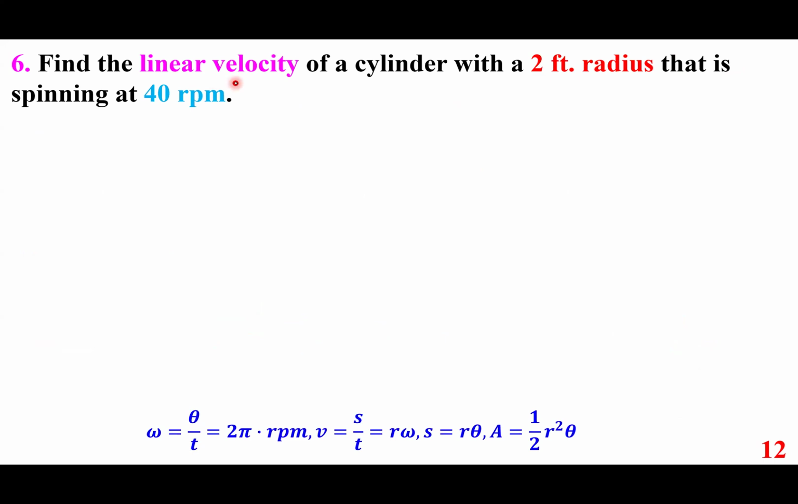Find the linear velocity of a cylinder with a 2 feet radius that is spinning at 40 RPM, revolutions per minute. So what is given? Well, radius R is 2 feet, omega is 40 RPM. What are we looking for? Velocity V. So this is understanding the question, everybody.